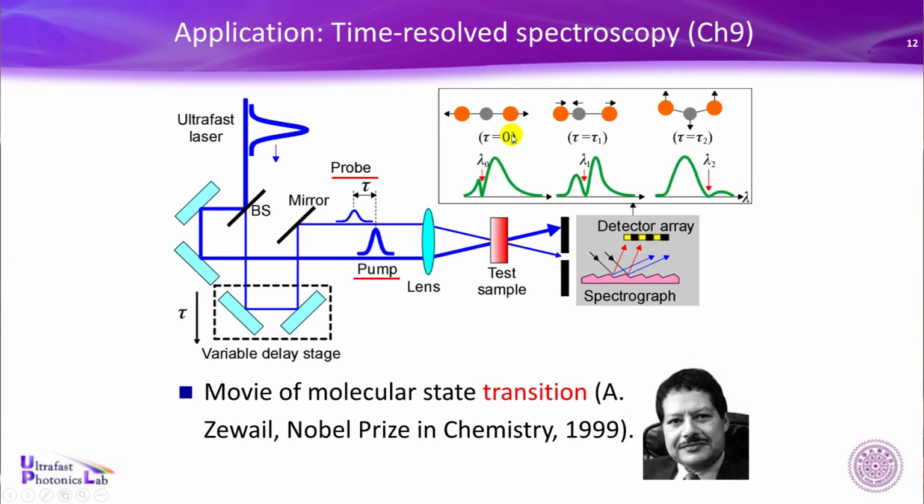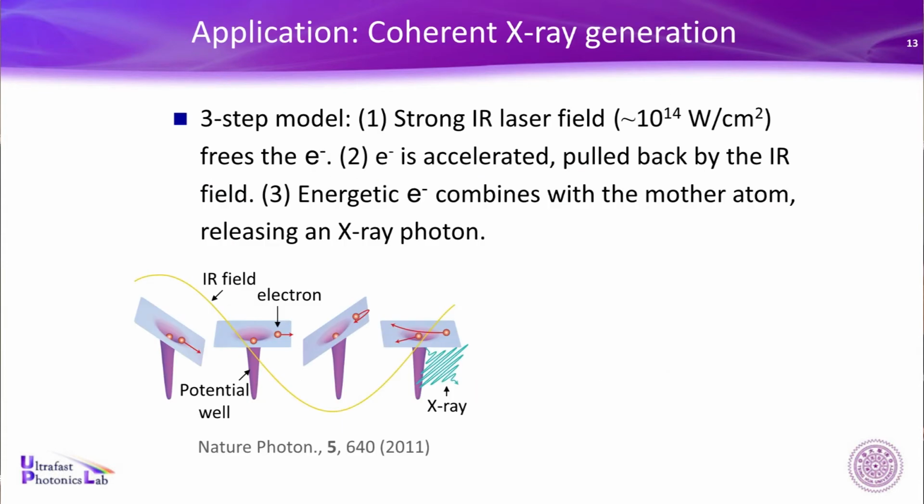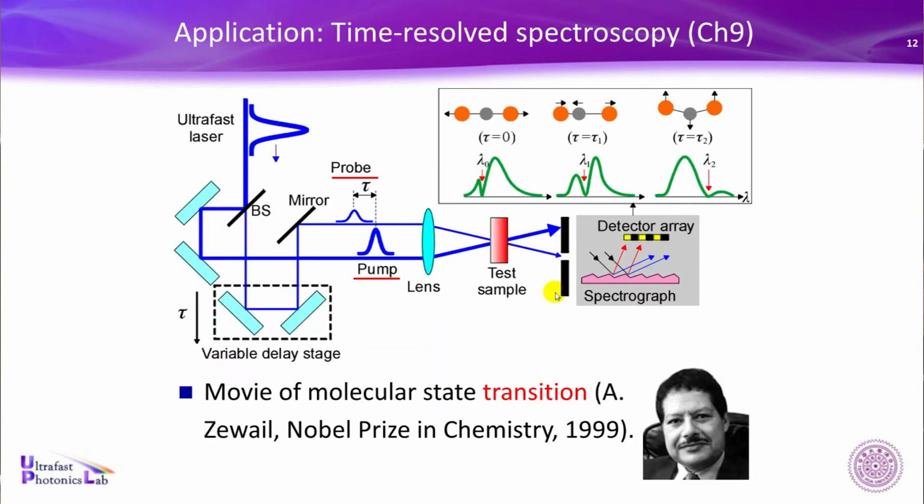And actually, this is the concept. The idea is a Nobel Prize research work promoted by a physicist, Zewail. He earned the Nobel Prize in chemistry in 1999 for time-resolved spectroscopy using ultrafast lasers. So that's why a lot of the pioneers in ultrafast optics are related to chemistry instead of physics or engineering.